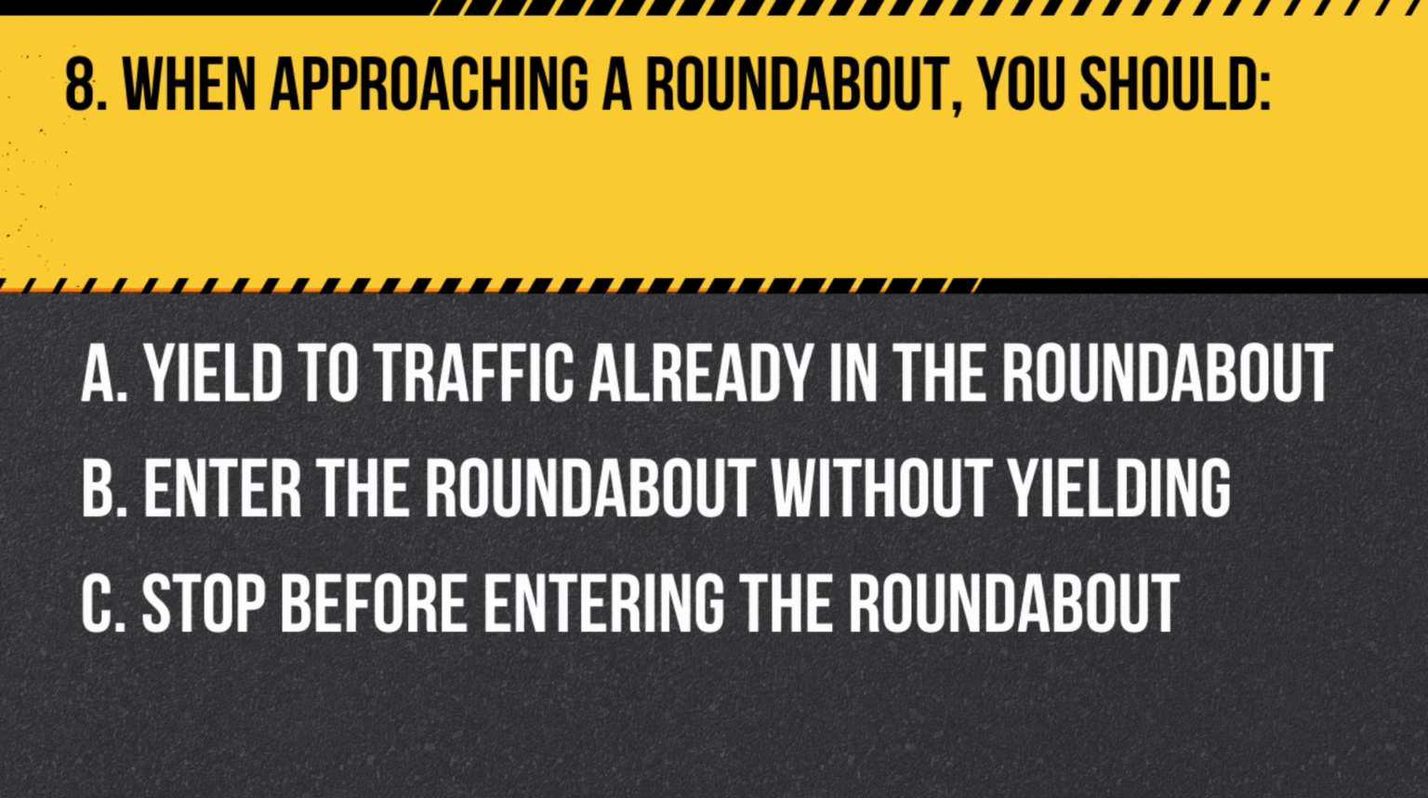Question 8. When approaching a roundabout, you should A. Yield to traffic already in the roundabout. B. Enter the roundabout without yielding. C. Stop before entering the roundabout. Answer. A. Yield to traffic already in the roundabout. When approaching a roundabout, yield to traffic already in the circle and enter when it is safe to do so.